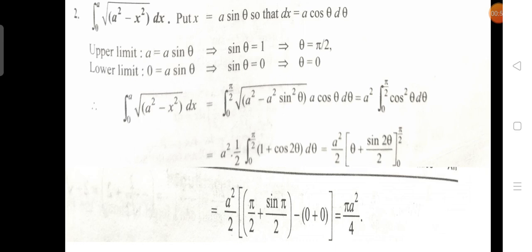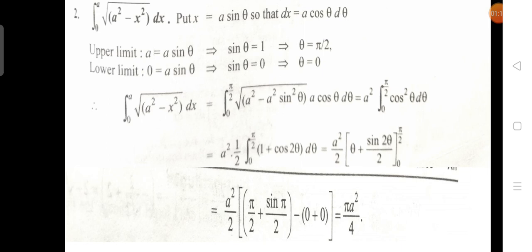So put x equals a sine theta. For integrals of the form root of a square minus x square dx, the assumed value is given in the table. If you forget that, please go and check it, then you will get it.